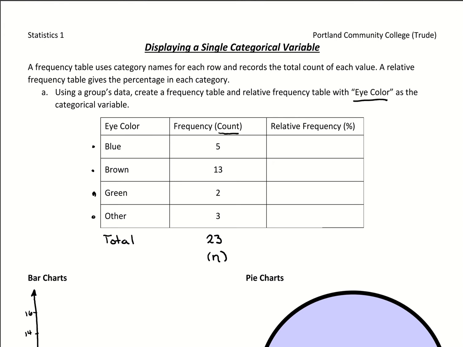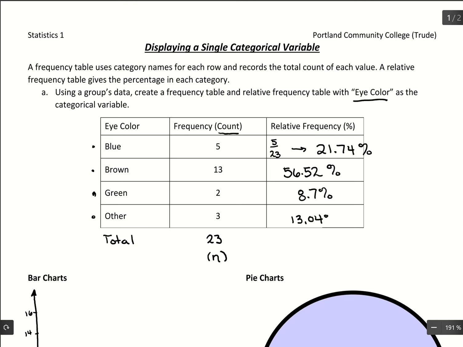So to get relative frequency, we're creating a fraction. So we're looking at 5 out of 23 to get this percentage of the group that has blue eyes. And that would translate to 21.74%. And we do this for each of them. So for brown eyes, 13 out of 23, which would be 56.52%, and then 2 out of 23, which would be 8.7%. And when you take 3 out of 23, that should be 13.04%.